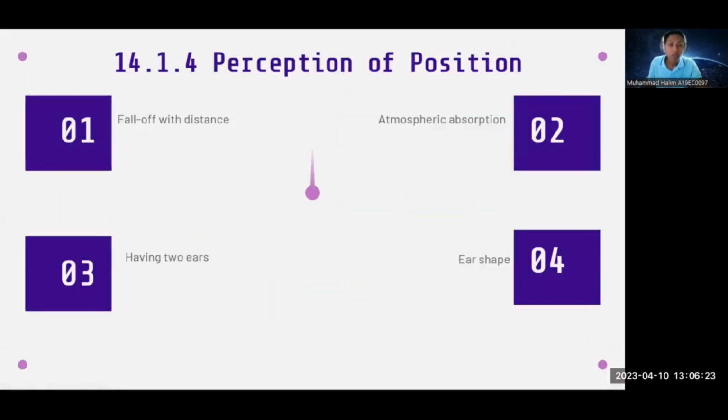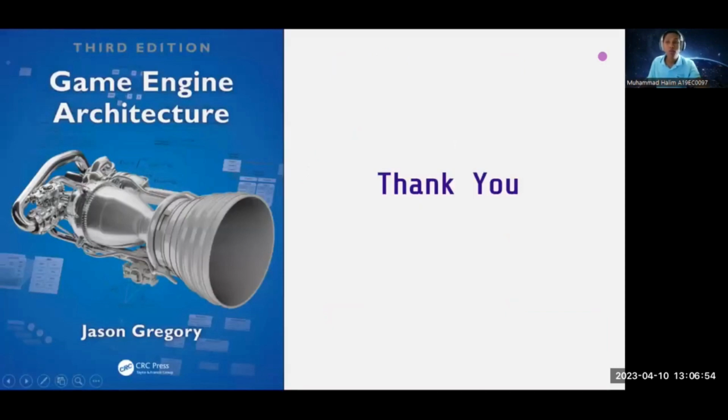So chapter 40.1.4, which is perception and position, explains the human auditory system that is involved to allow a reasonably accurate perception of the position of sound in the space around us. So there are actually 4 elements that affect the position of sound, which are fall off with distance, atmospheric absorption, having two ears, and the ear shape. I think that's for my part in the review of the game engine architecture.